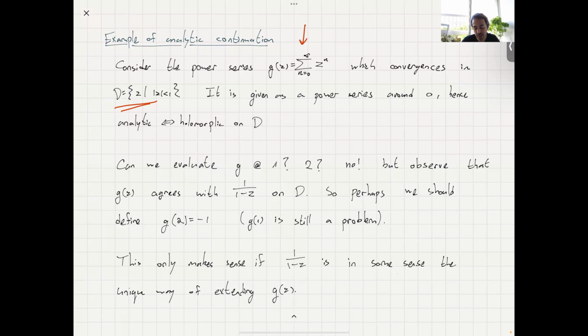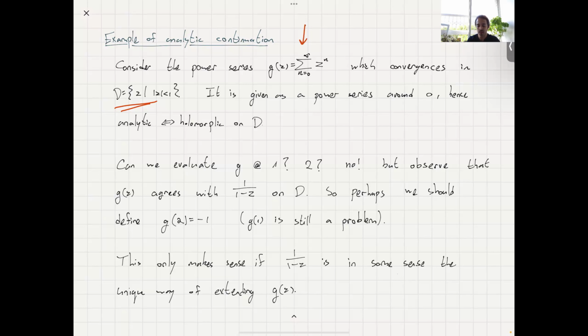And you can also expand it around every point in D. So it's a holomorphic and analytic, and therefore holomorphic, or vice versa, function in D. But now what I'm asking you is, please evaluate G for me at z equals 1. And while you're at it, evaluate it at z equals 2.